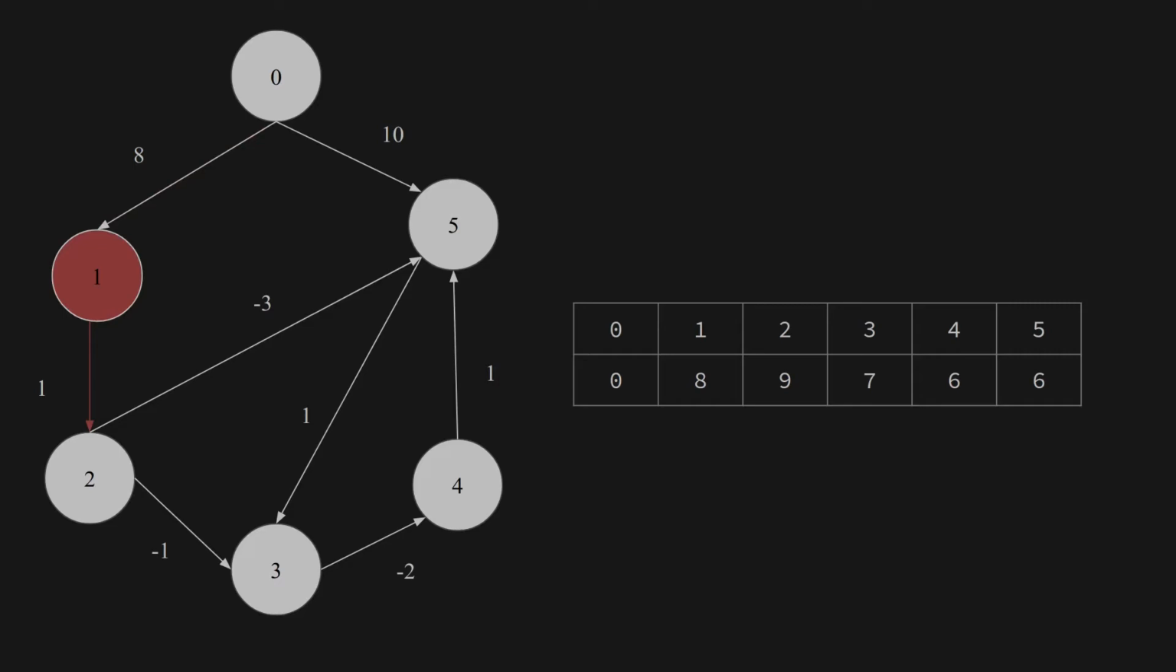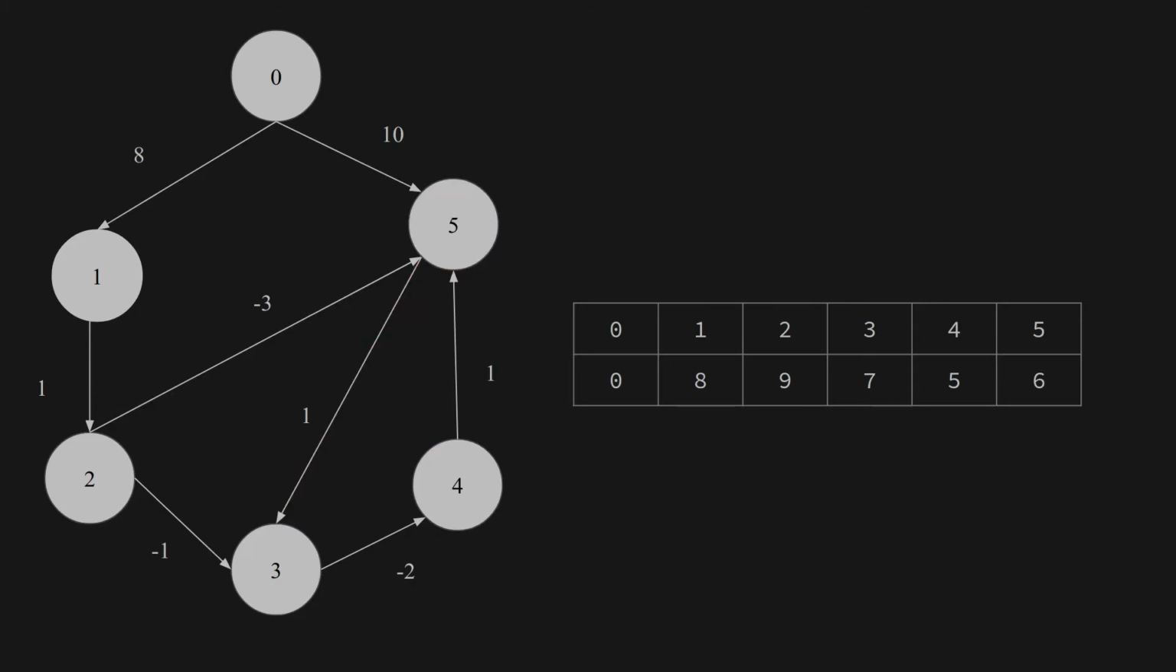Moving to vertex 1, again no new distance for vertex 2. Moving to vertex 2, we get distance 8 for vertex 3 and 6 for vertex 5, and none of them are better, so no change. Going to vertex 3, we get a new distance for vertex 4, which is 7 minus 2, 5, and this is a better distance, so let's update it. Now going to vertex 4, no better distance, so no change. Going to vertex 5, again nothing to change.